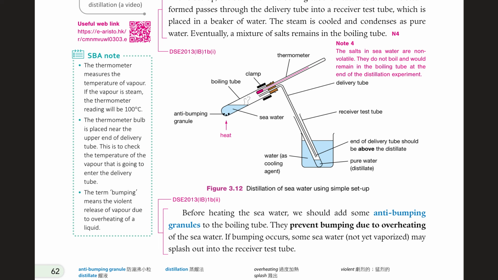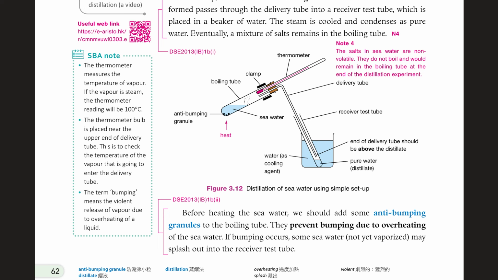Then we move on to the simple setup of the distillation. The principle behind the simple setup is exactly the same as the one with the quick fit apparatus. The difference between the two setups is that the simple one does not have the condenser. It just has a delivery tube connecting the boiling tube and the test tube used to collect pure water.